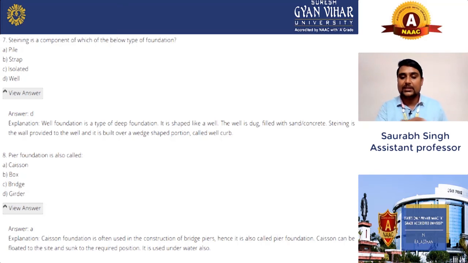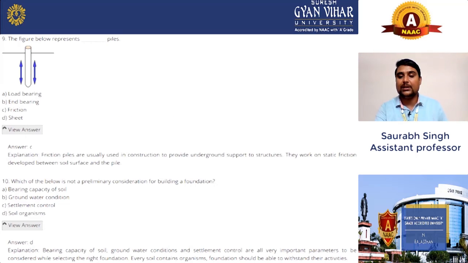Let's come to the eighth question. Pier foundation is also called what? What is the other name of a pier foundation? It is caisson. Now come to the ninth question. The figure below represents the piles. This image is representing friction. As you can see here, there is one pile and two frictions. Friction is working from both sides, one from the right side and the second from the left side.